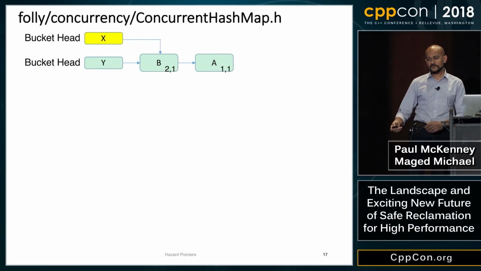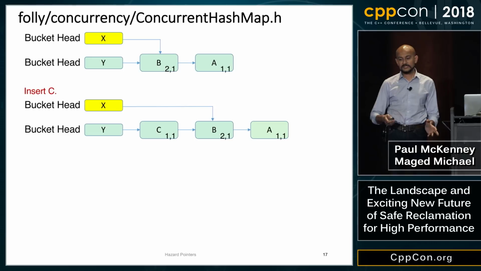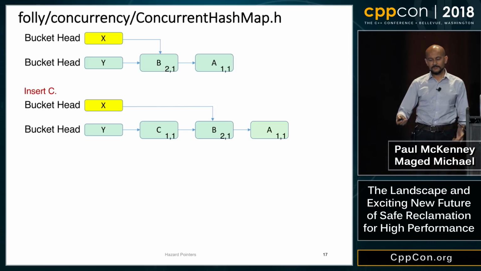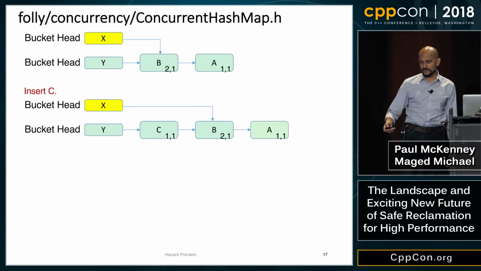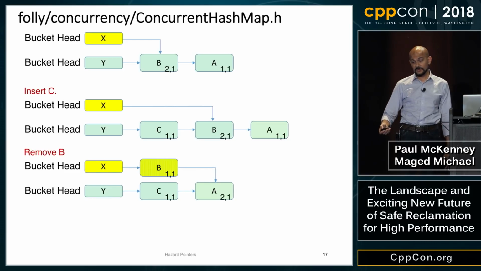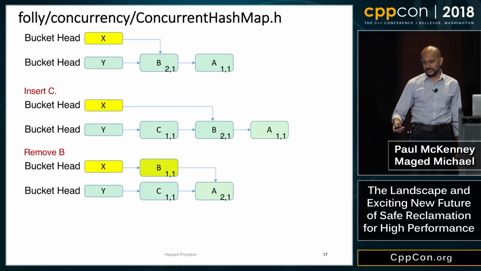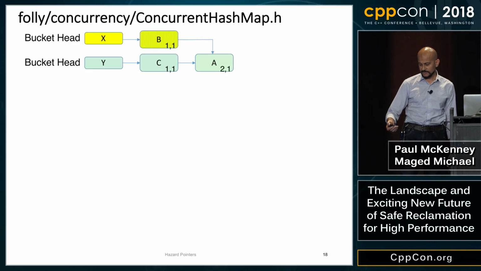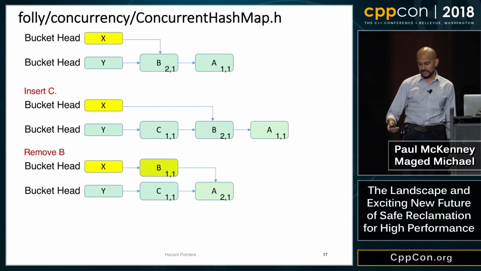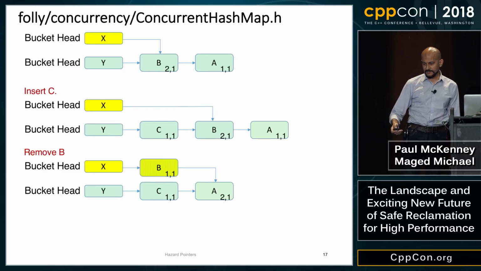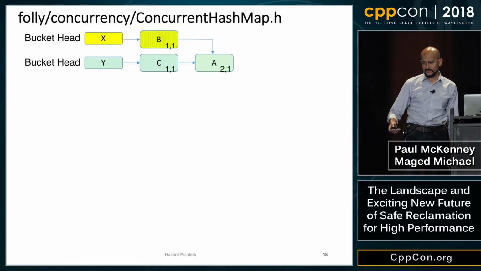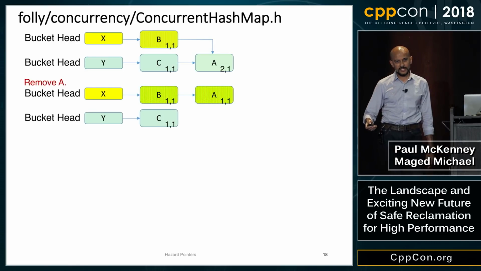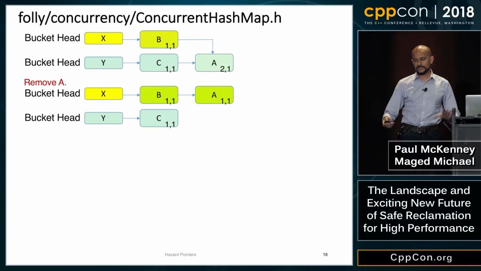Now let's continue from there. The next operation, let's say insert C. Now C is pointing to B instead of the bucket head, but still it goes with counts of 1 and 1. Now we remove B, and you notice that we can't really retire B because it has an uncertain link. Then we take it from there and remove A. Then A is also removed but not retired.